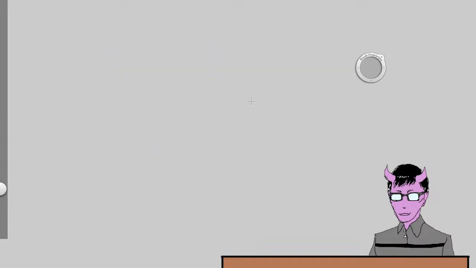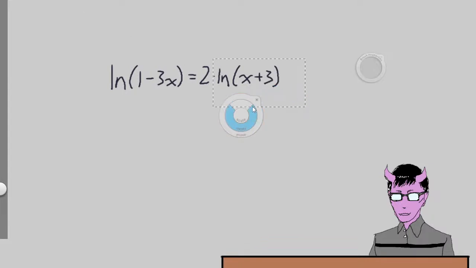Alright. Now we have a natural log. This is what at least we've emphasized more today. So we have a natural log of 1 minus 3x. Okay. That is equal to 2 times natural log of x plus 3. Wonderful. Nothing too fancy, of course.